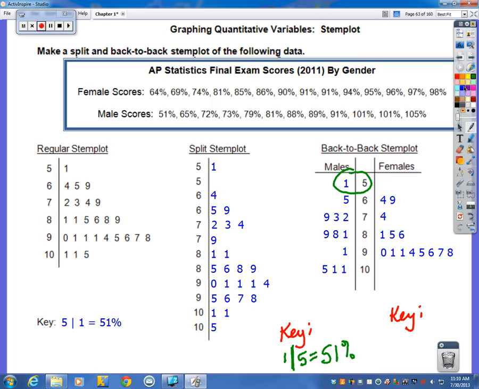And then over here for my females, here's my first one, right? So 6 line 4, and I read that as 64%. So you do have to put these keys on here. And again, I technically need to put a key over here for my split stem plot, which is still going to be the same thing as it was for my regular one. So keys are definitely important.